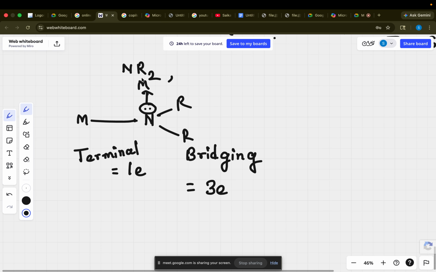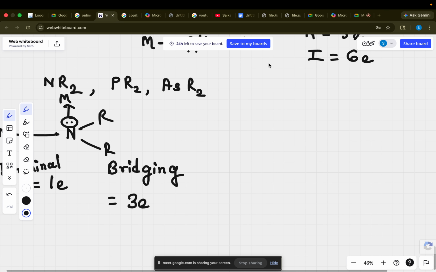So what are the group members we have here? Suppose you have NR2; if I consider PR2, phosphorus containing, and another, arsenic containing, they will show similar kinds of properties. Phosphorus and arsenic also, when acting as a terminal ligand, will donate one electron. If they are acting as a bridging ligand, they will donate all 3 electrons. Is it clear?